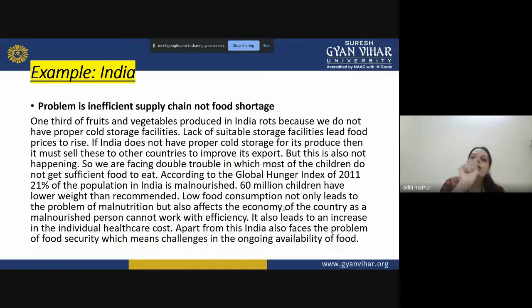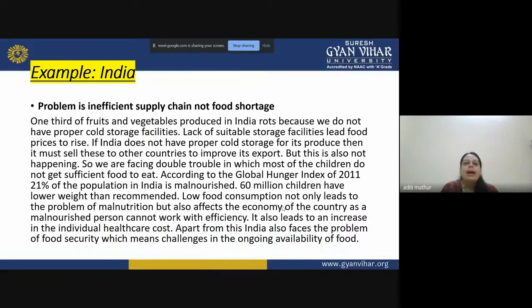But just because of this one point, that we don't have sufficient food chains or storage, we are facing all these problems. They all are connected. It also leads to an increase in individual health care costs. Apart from this, India also faces the problem of food scarcity, which means challenges in the ongoing availability of food. So we are at present facing this problem that we don't have good resources of food, and at this time we also have problems like these.